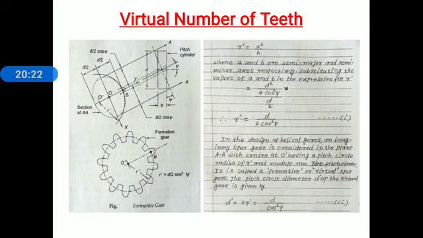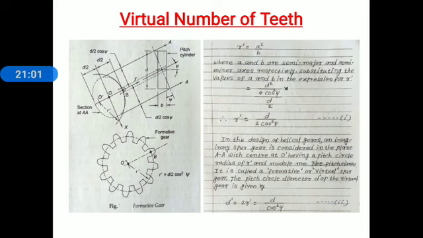Now in the design of helical gear, an imaginary spur gear is considered in plane AA, with center at O dash, having a pitch circle radius r dash and module mn. We consider this imaginary spur gear along plane AA with center O dash, pitch circle radius r dash and module mn. It is called a formative or virtual spur gear.